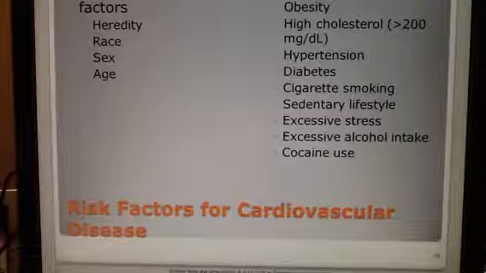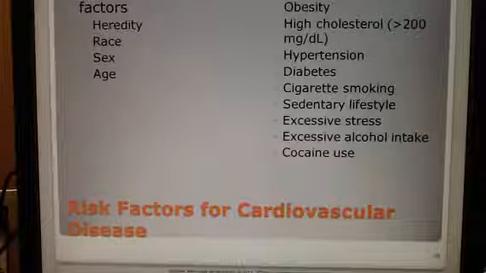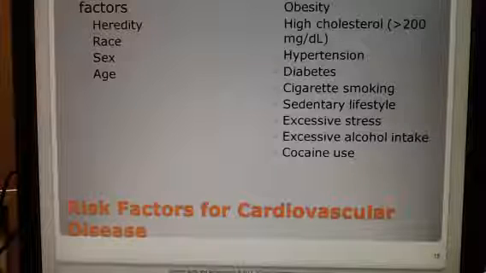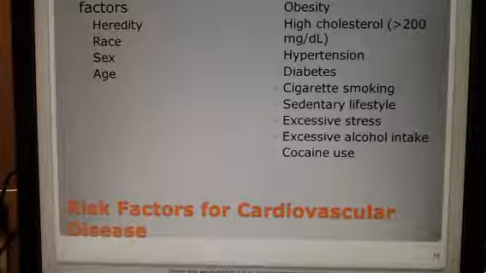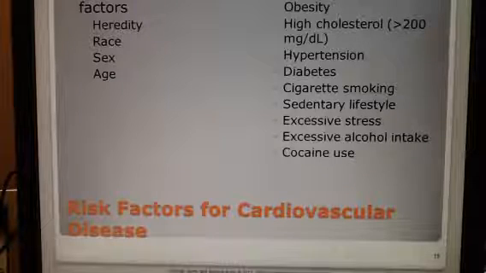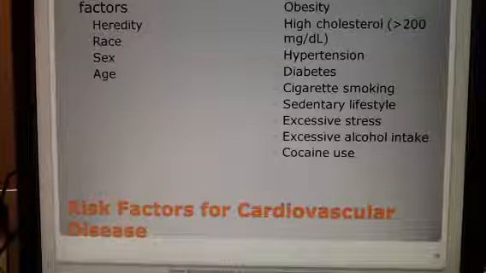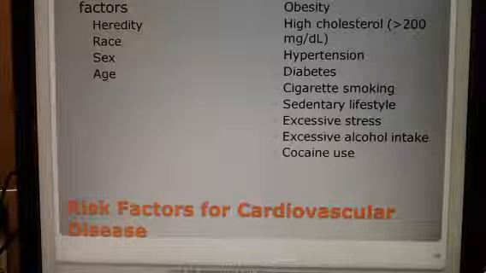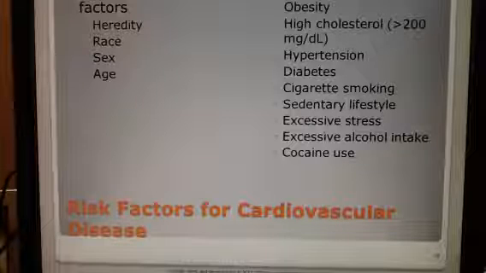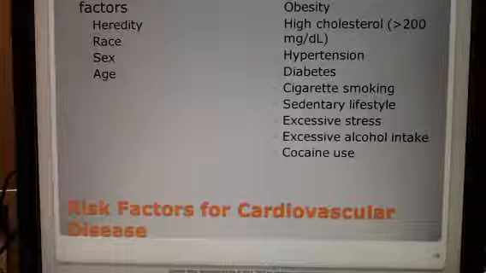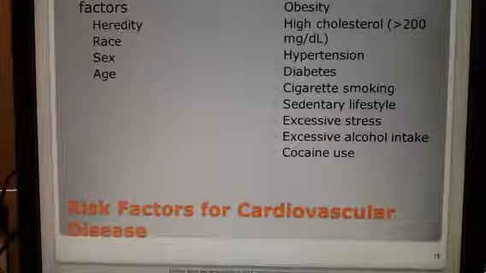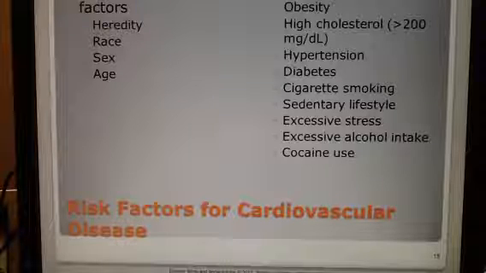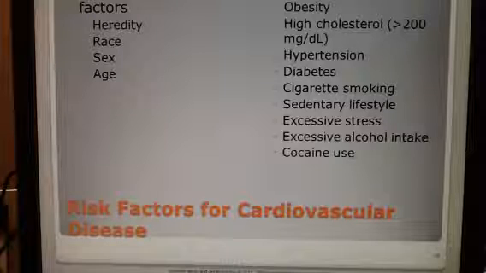Now, risk factors for cardiovascular disease can be broken down into two sections, one being unmodifiable risk factors and the other being modifiable risk factors. Unmodifiable risk factors come to us like heredity, race, sex, and age, so things that we can't change in our life. We're born with these things. Heredity is if our parents have a cardiovascular disease, then we are at increased risk for cardiovascular disease. Race, people that are African American have a higher risk factor for cardiovascular disease than those that are Caucasian.